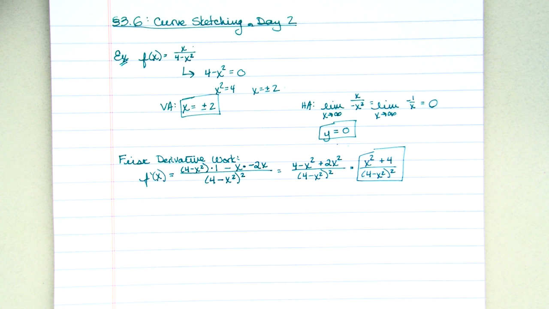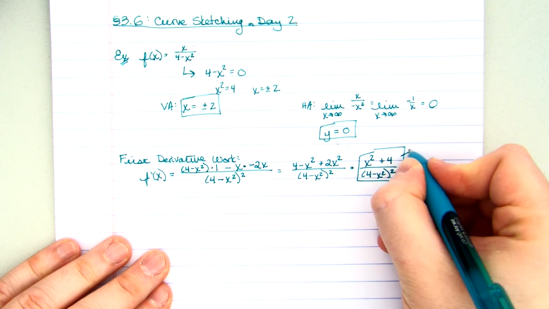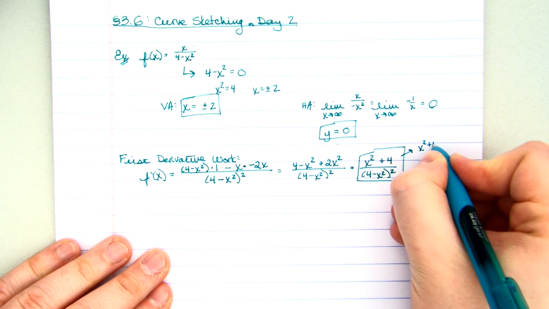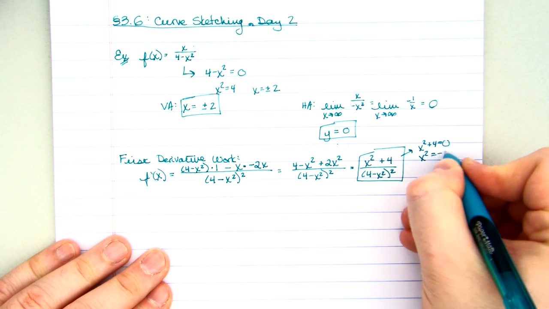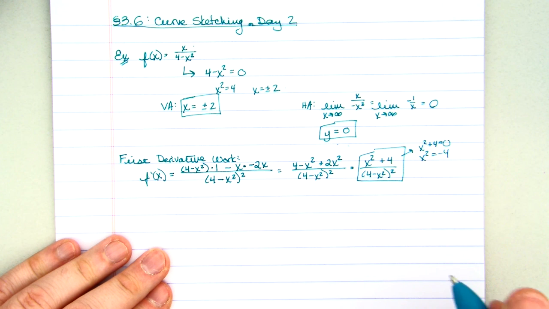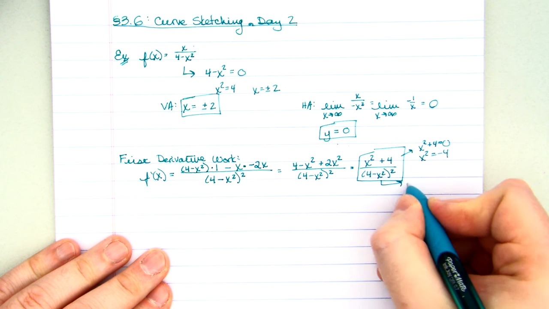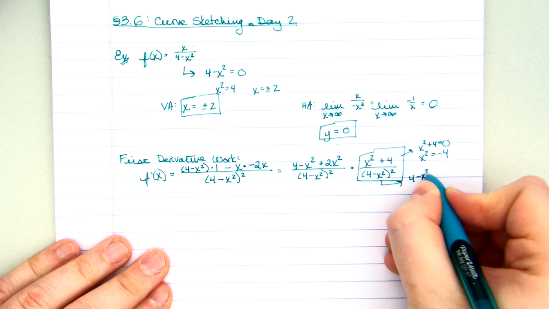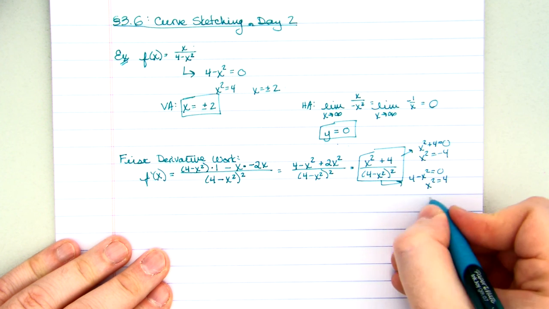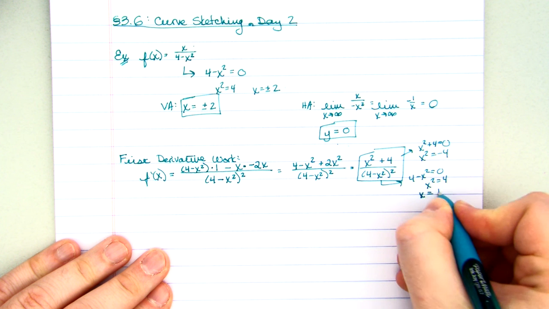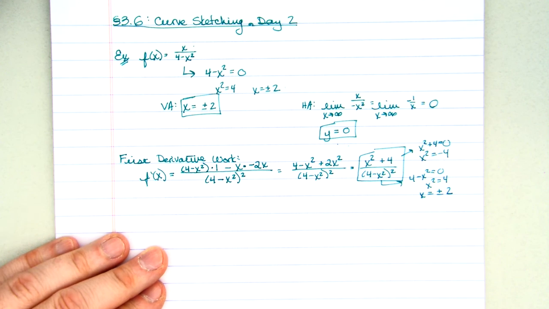Please find the critical values of this. What are the critical values? Well, if you set the numerator equal to 0, x squared plus 4 equals 0, you're not going to get anything. x squared equals negative 4, plus or minus 2i. That's not helpful. From the denominator, well, 4 minus x squared equals 0. You're going to get x squared equals 4, x equals plus or minus root 4, plus or minus 2. Critical values at x equals plus or minus 2.